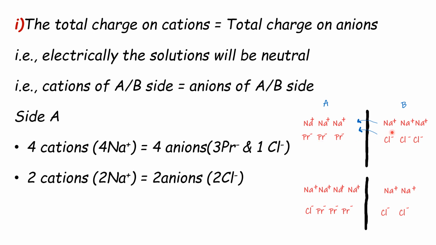And on side B, there are 3 sodium ions or cations and 3 anions, which are the chloride ions. Because after some time, what happens is that these proteins are impermeant, but the sodium and chloride are diffusible. Proteins are non-diffusible. So after some time, these diffusible ions, that is sodium and chloride, redistribute themselves in such a way that their concentrations and ratios are equal.